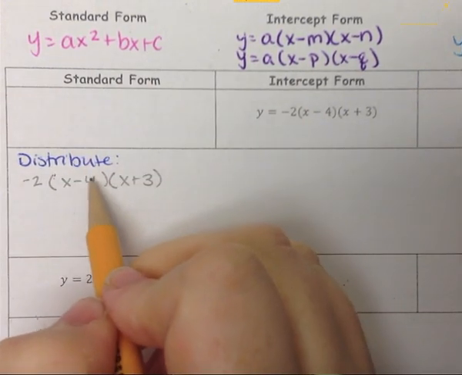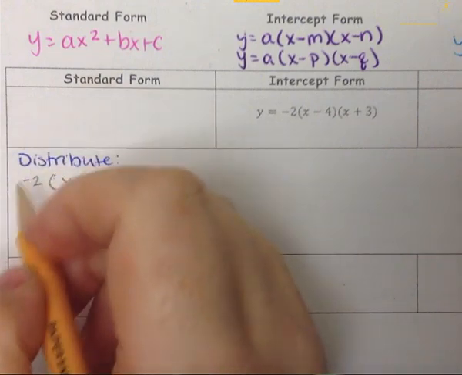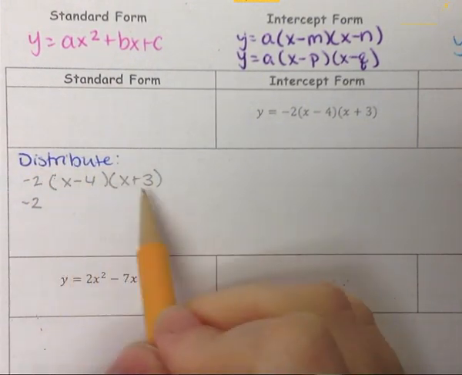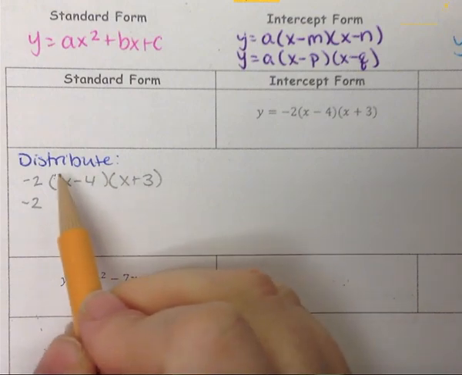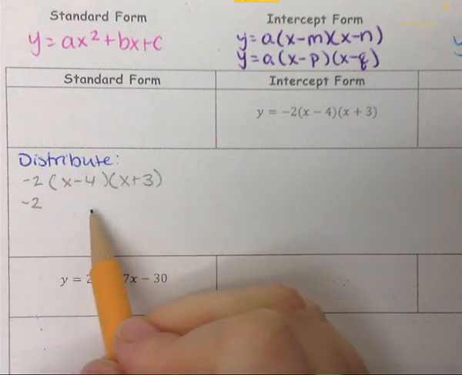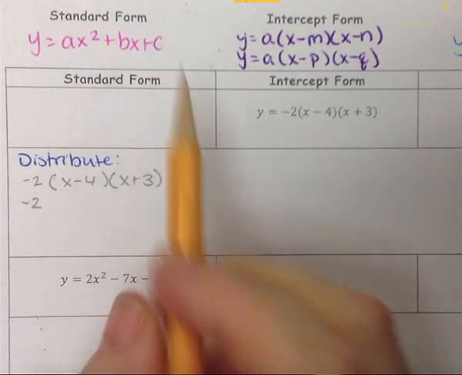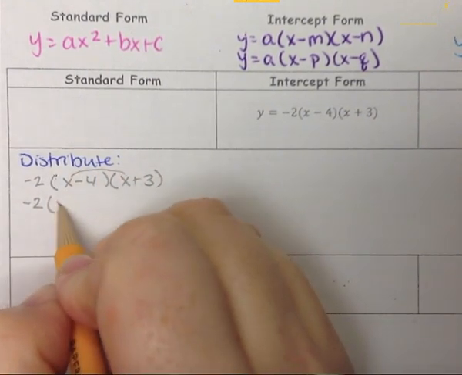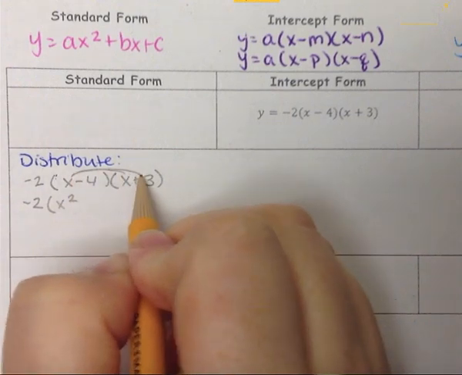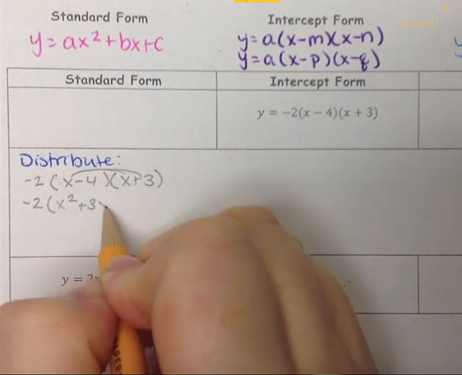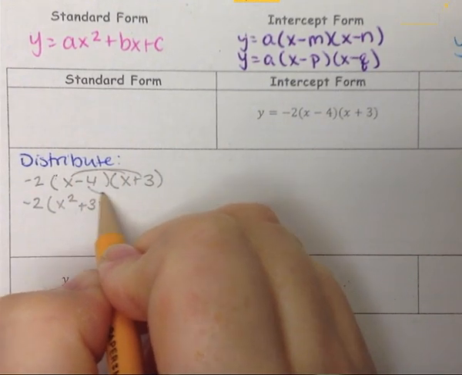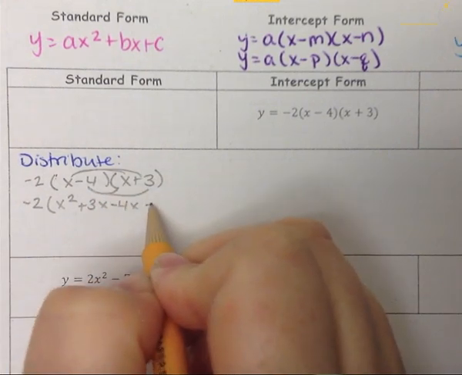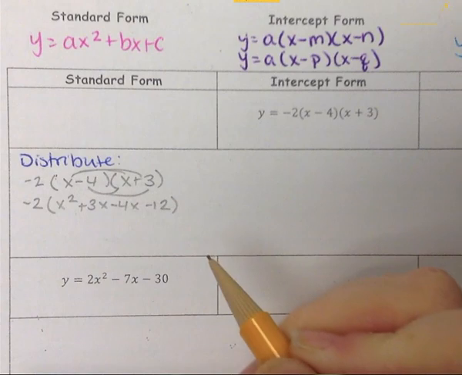We're going to distribute the set of parentheses first, so I'm going to have -2. I'm going to keep one set of parentheses because we're going to go from 2 sets to 1 to 0 sets. I'm going to distribute the x times x is x squared. X times 3 is positive 3x. Then I have that -4 times x is -4x. And then -4 times 3 is -12. And then I can close my parentheses.